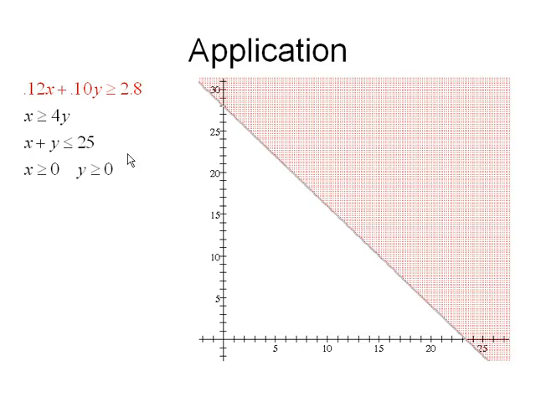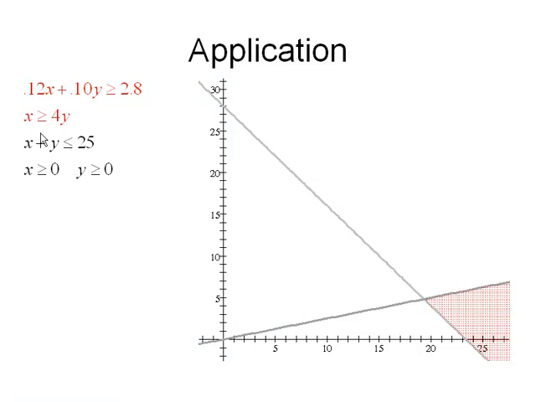The first thing I'm going to do is take that first inequality and graph the line 0.12x plus 0.10y equals 2.8. That's the line that you see in gray here. If I test 0, 0 in here, I get that 0 plus 0 is greater than or equal to 2.8. That's a false statement. So that's why we've shaded everything above the line instead of below the line.